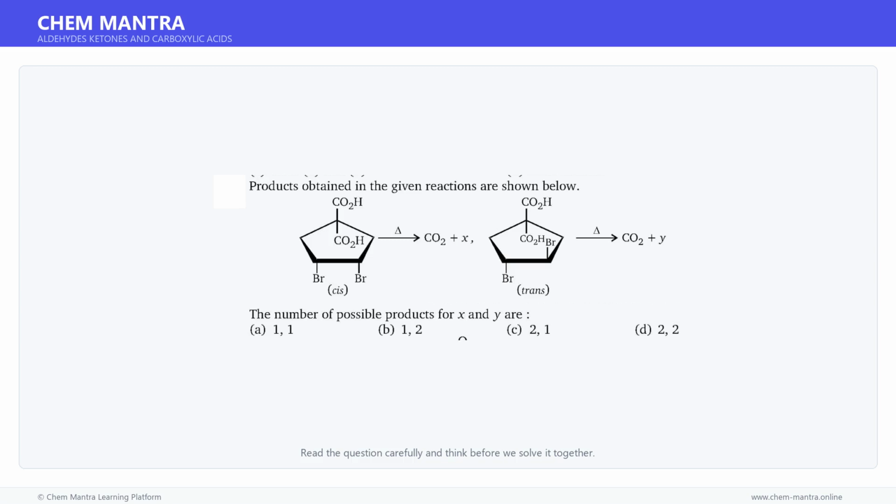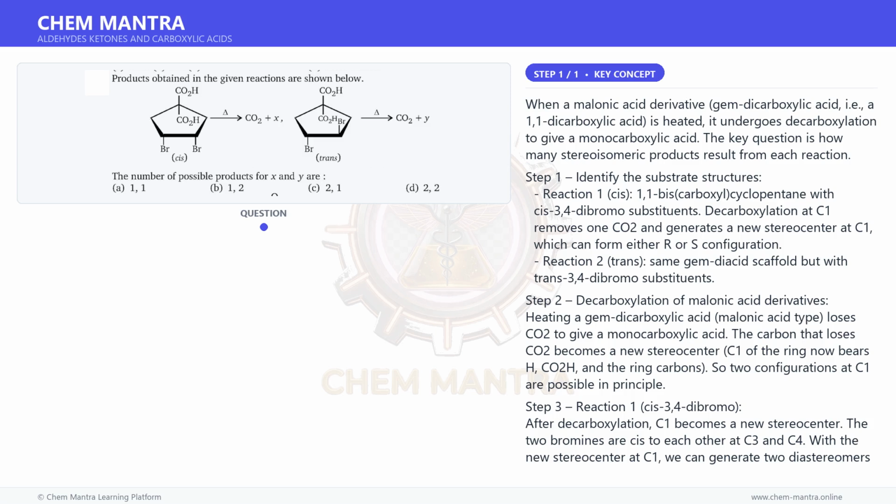Here is a question. Read it carefully and think about the answer. Let us solve it step by step. Let us first understand the key concept here. When a malonic acid derivative, a gem-dicarboxylic acid, i.e. a 1,1-dicarboxylic acid, is heated, it undergoes decarboxylation to give a monocarboxylic acid. The key question is how many stereoisomeric products result from each reaction.